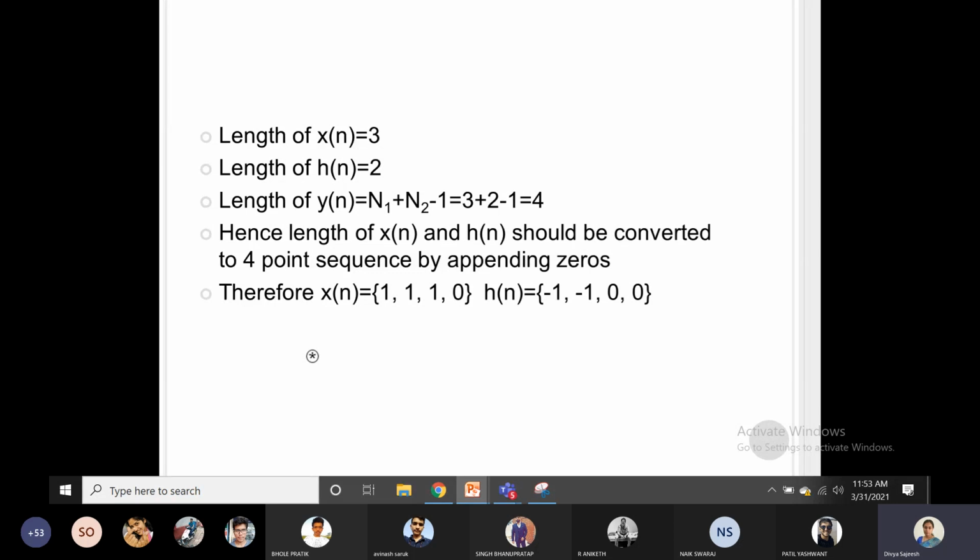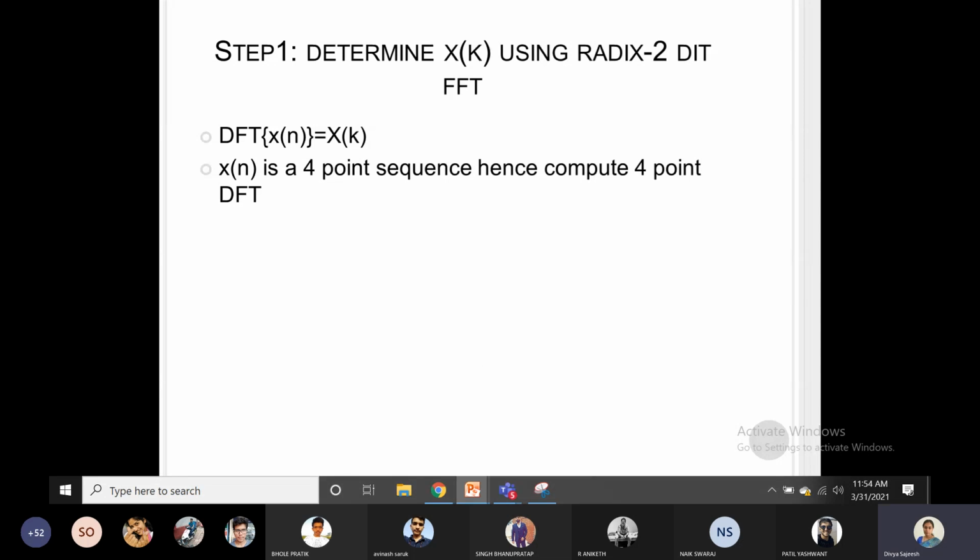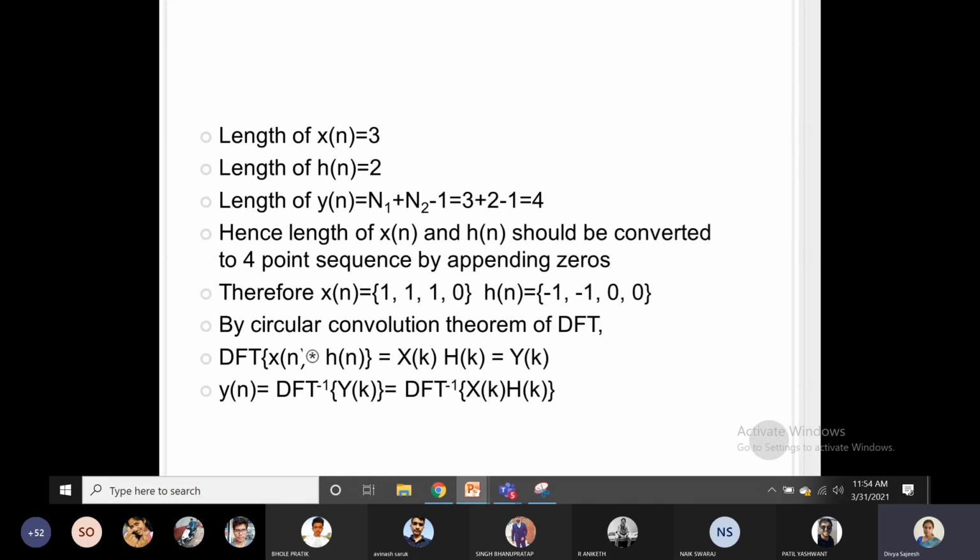Okay. So by the property of circular convolution of DFT, DFT of x of n circular convolved with h of n is equal to x of k into h of k, which is y of k. So how can you find out x of k and h of k? The first step is to determine x of k using the radix-2 DIT FFT method. That means we need to get the multiplication of x of k and h of k.